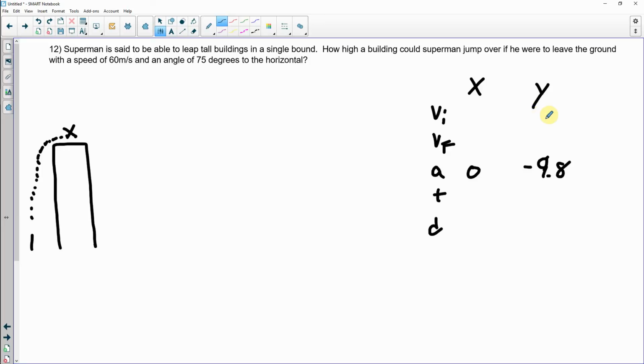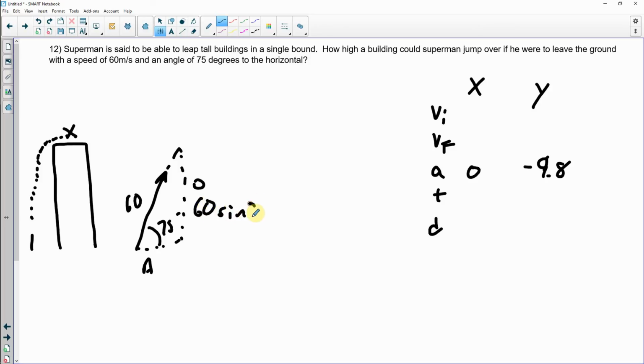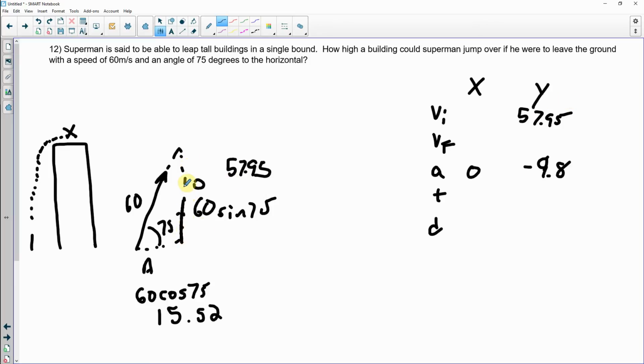So now I want to know what the initial velocities are. Well, they give me 60, and you should remember that 60 goes nowhere. 60 is my hypotenuse, and 75 degrees is the angle. So we have to figure out the opposite side and the adjacent side. And from the first couple of problems we did, we need to remember that this is going to end up being 60 sine 75, and this is going to be 60 cosine 75. 60 sine 75 is 57.95, and 60 cosine 75 is 15.52. So I'm going to go ahead and put those here. 57.95 in the y because that's the opposite, the going up side, and 15.52 goes in the x.